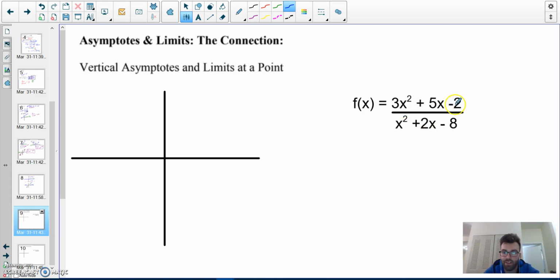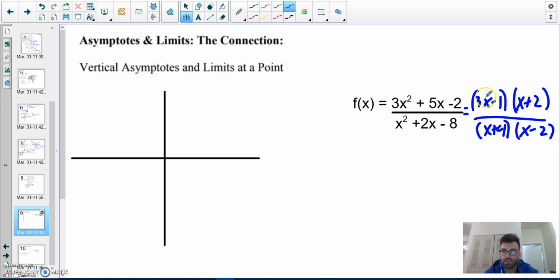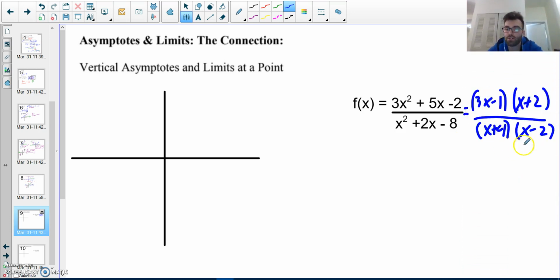So remember I asked you to factor and simplify this. You should have gotten 3x minus 1 and x plus 2, all over x plus 4 and x minus 2. Alright, obviously here nothing cancels. But remember, when I simplify, look at the domain of my function. This tells me I'm going to have two vertical asymptotes.